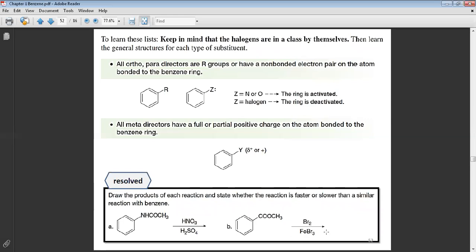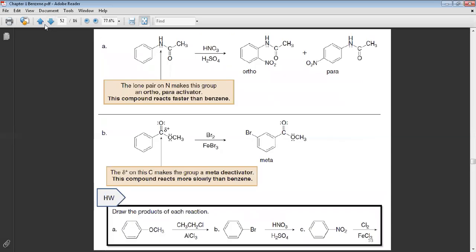What is the name of this reaction? Halogenation. That means if we do halogenation on this compound, the product will be meta. There is no ortho or para. Just the substitution will be on the meta. Look, it is easy.